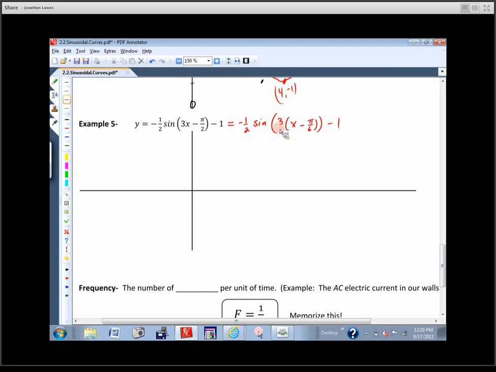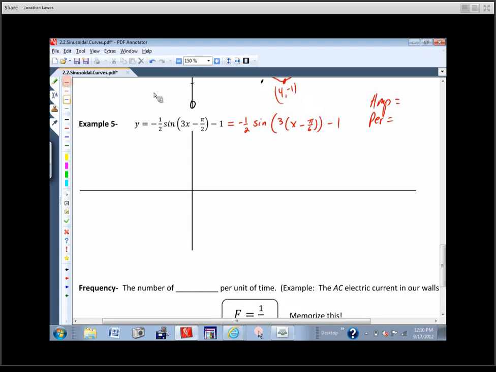Horizontally shrinks it. It changes the period. It speeds it up by a factor of 3. Okay? All right. You ready? Here's what I'd need to identify first. Remember, you want to figure out what the amplitude is, and you want to figure out what the period is. Those two things determine the shape.